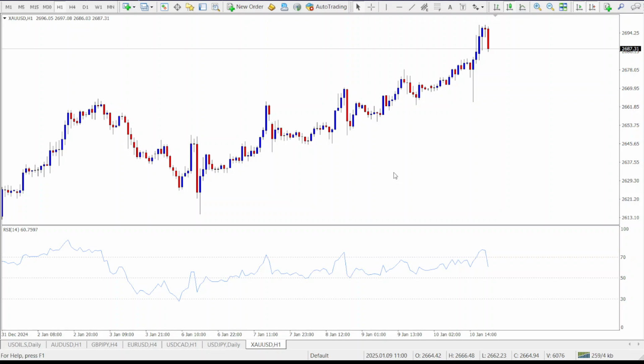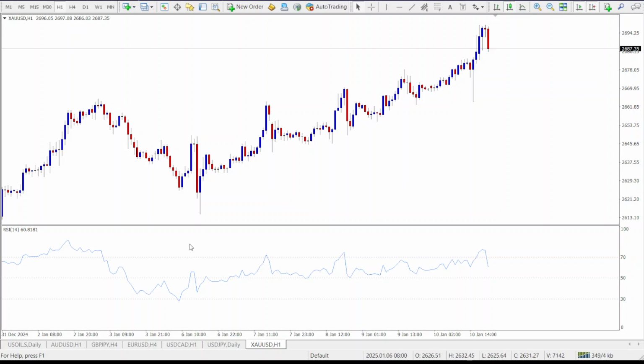First things first, let's talk about what the RSI is. The Relative Strength Index is a momentum oscillator that measures the speed and change of price movements. As you can see here on the chart, it ranges from 0 to 100, okay? And its main function is to identify overbought and oversold conditions in the market.